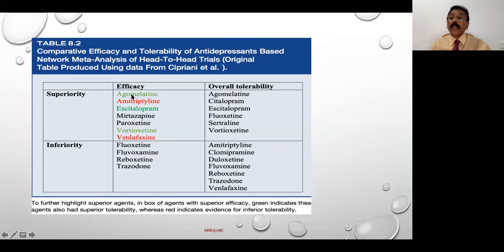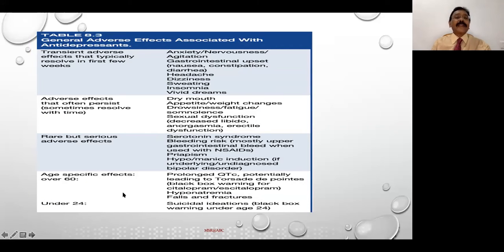But agomelatine, how many of you have tried agomelatine? I don't know. Anyway, this is what it is according to that. So even here, my favorite drug has come, escitalopram. That seems to be both effective and also well tolerated. Now look at the side effect profile.